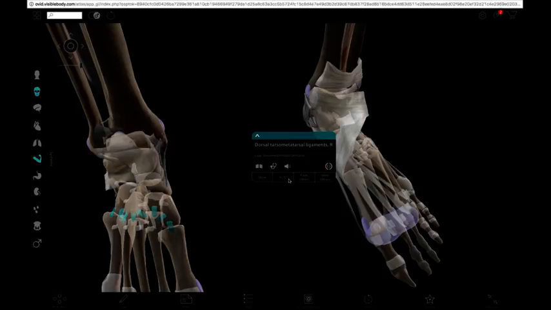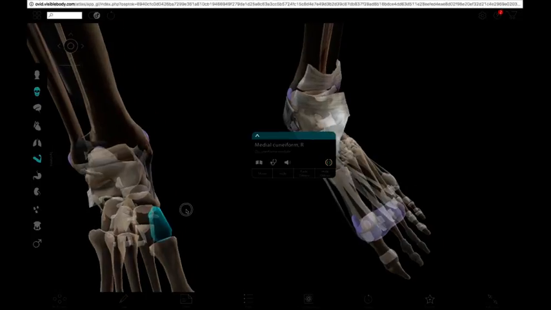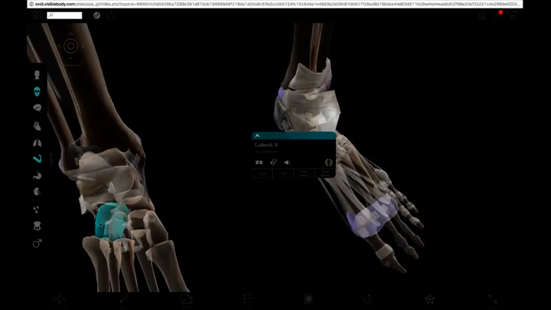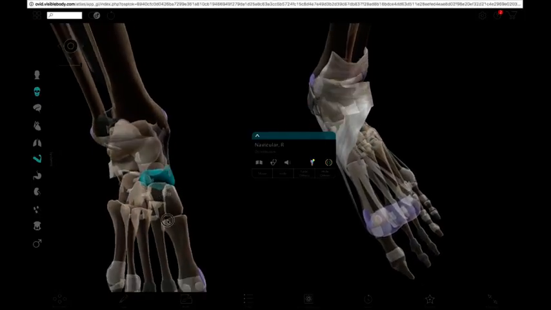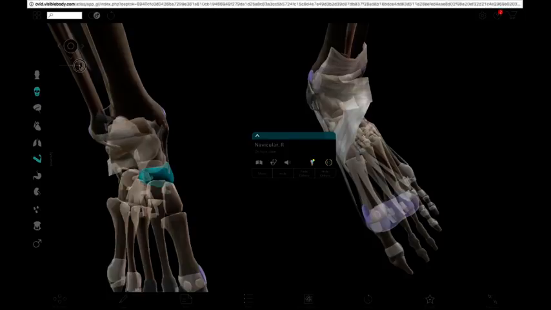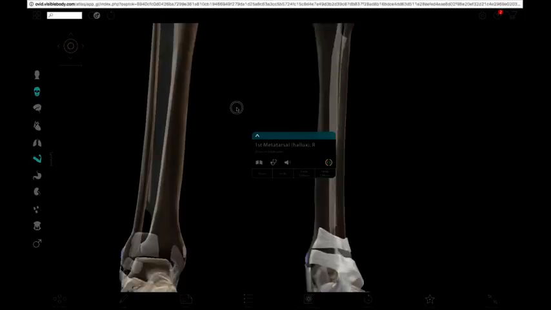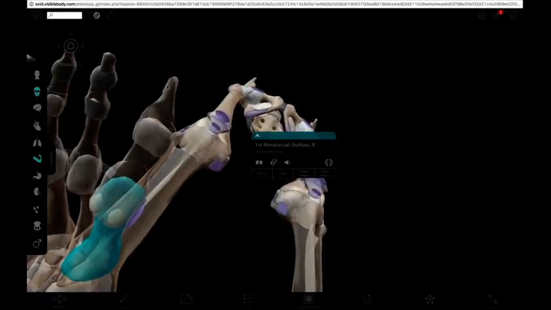Let's get rid of these guys. There we go. And these guys right here. Get rid of them. All right, so here is the medial cuneiform, the intermediate cuneiform, the lateral cuneiform. At the base of the fifth metatarsal is the cuboid, and back here would be the navicular. Then, as we said, 1 through 5 metatarsals, and then as we saw in the hand, phalanges.